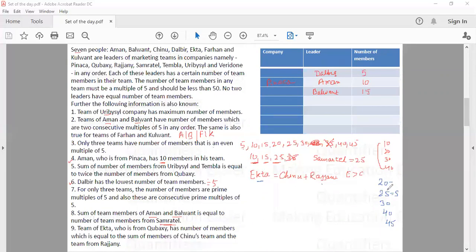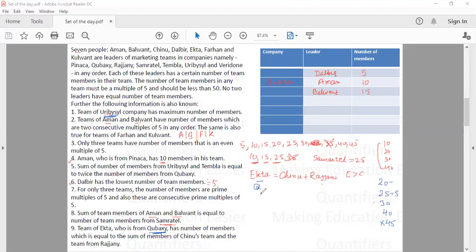Ekta's team cannot have 25 members since it is the team of Summertel company, and it is written that Ekta works for Quebecsy. So Ekta's team is the Quebecsy team, and Ekta cannot have 25 members. Ekta can have 30 members or 40 members. She cannot have 45 members, since 45 will be the maximum number of members in any team, and that team will be Urbisil, as per point number 1. So Ekta can only have 30 members in her team or 40 members.